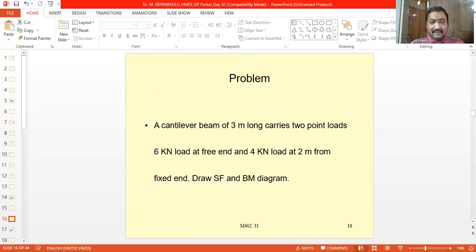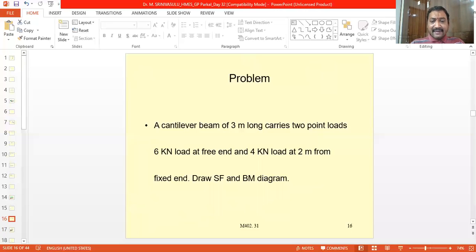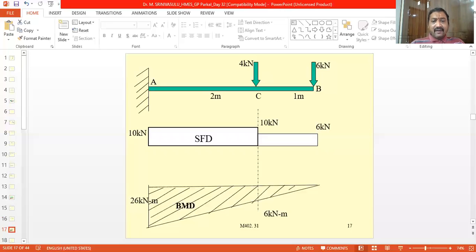One is the 6 kN, and another is the 4 kN. The 6 kN is acting at the free end. The 6 kN is shown at the free end. Next, the 4 kN is acting at a distance of 2 meters from the fixed end. Therefore the distance between the 4 kN load and 6 kN load is 1 meter, because the total length of the beam is 3 meters. So like that we can show. So this is called the loading diagram.